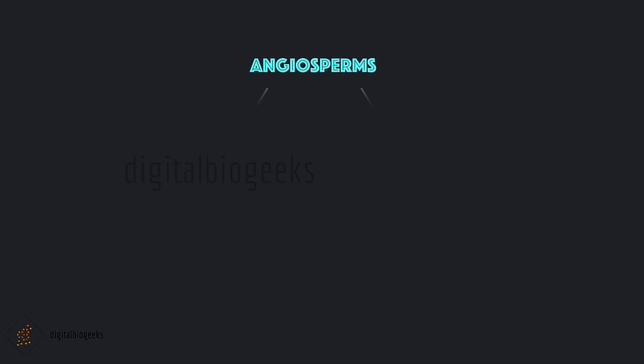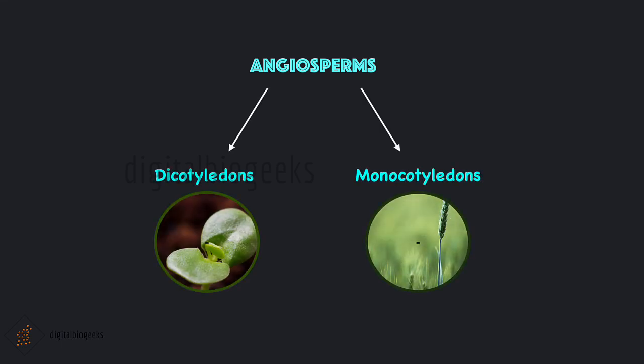Angiosperms are divided into 2 classes, dicotyledons and monocotyledons. In dicotyledons, the seed has 2 embryonic leaves or cotyledons. Examples of dicotyledons are beans and pea, and in monocotyledons, the seeds have only 1 embryonic leaf or 1 cotyledon. Examples are wheat and rice. That's it about the chapter Plant Kingdom.